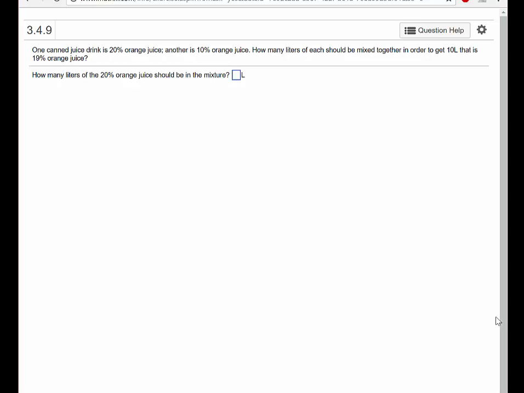In this video we are going to take a look at a mixture problem. So I have this problem in front of me. It says one canned juice drink is 20% orange juice, another is 10% orange juice. How many liters of each should be mixed together in order to get 10 liters that is 19% orange juice?